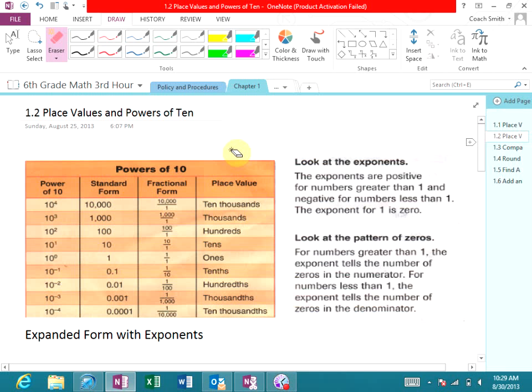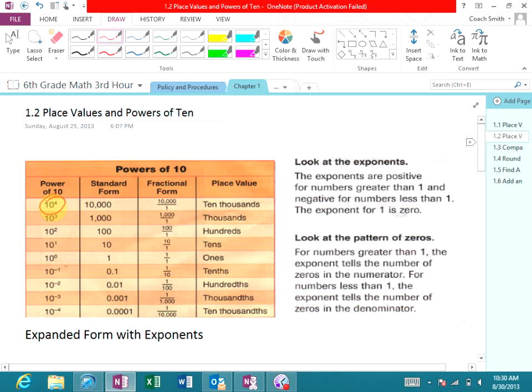Now, what we're talking about today is power of 10. What power of 10 is this? 10 to the fourth power. 10 to the fourth power is a power of 10. There are very specific rules when we talk about powers of 10. There are shortcuts that we'll talk about a little later that deal with powers of 10.